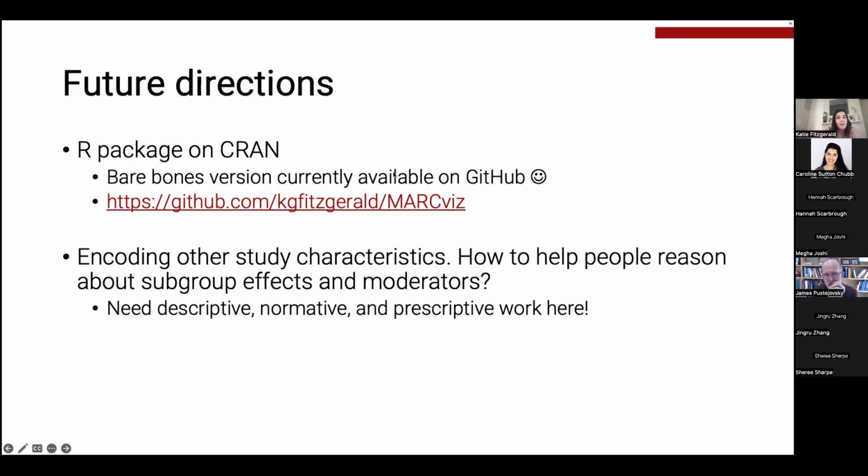Another direction that we're headed that I'm excited about is thinking about how we are going to encode the other study characteristics, right? So how do we help people reason about subgroup effects and moderators? I actually think this is an area where we need descriptive, normative, and prescriptive work. We need to understand how decision makers are currently reasoning about subgroup effects and moderators. And then I think there actually is some normative work that needs to be done here.